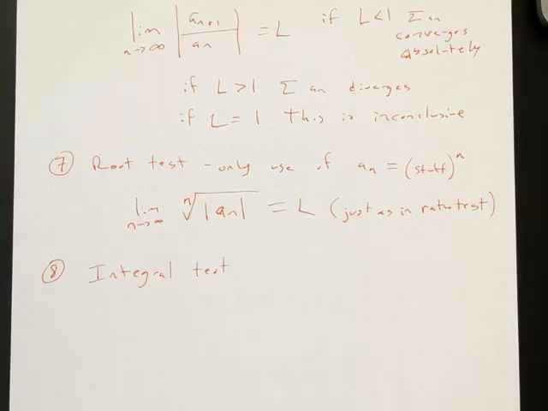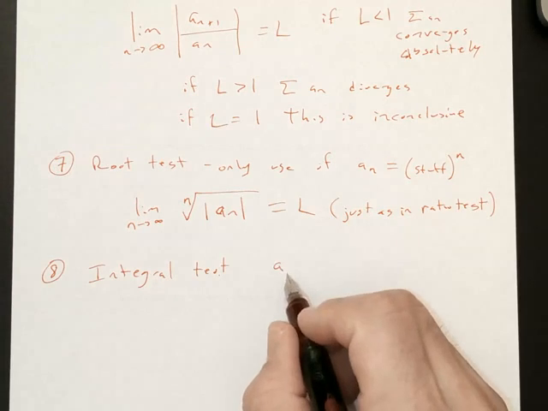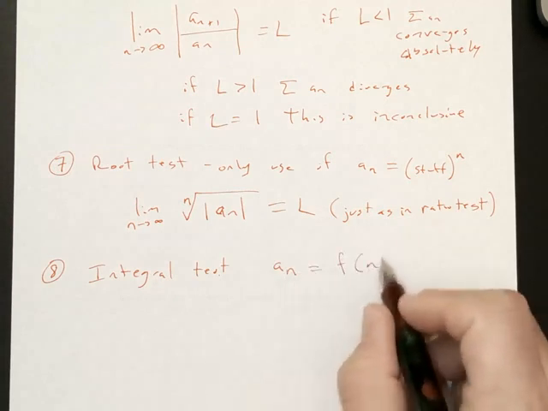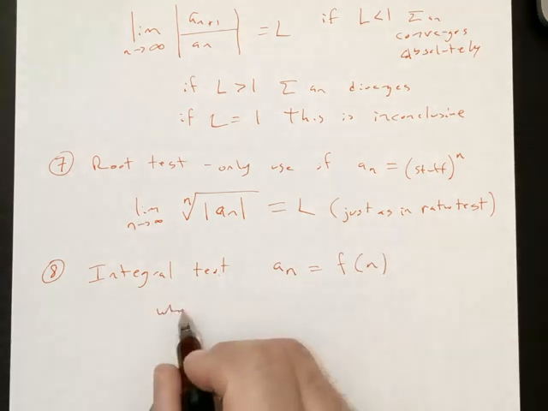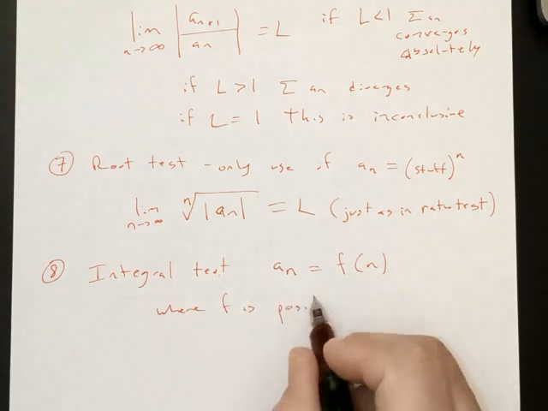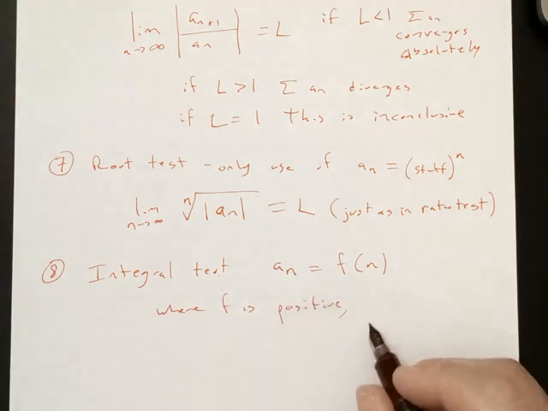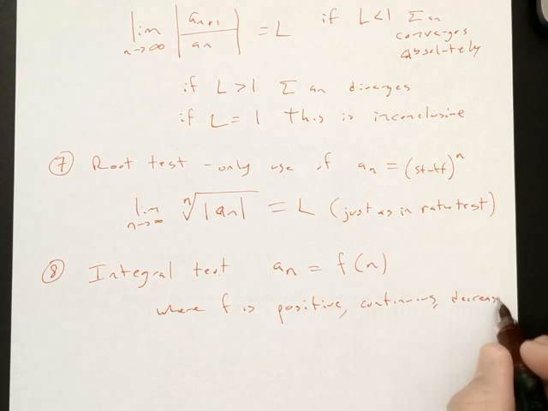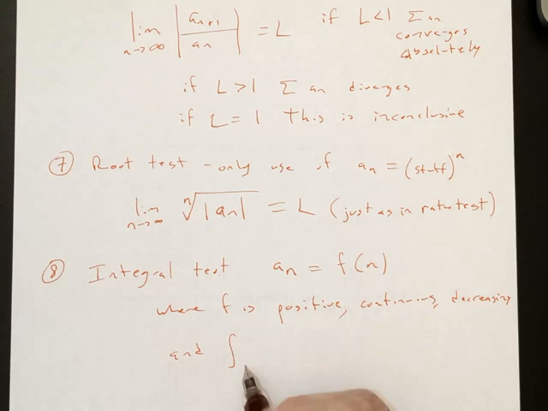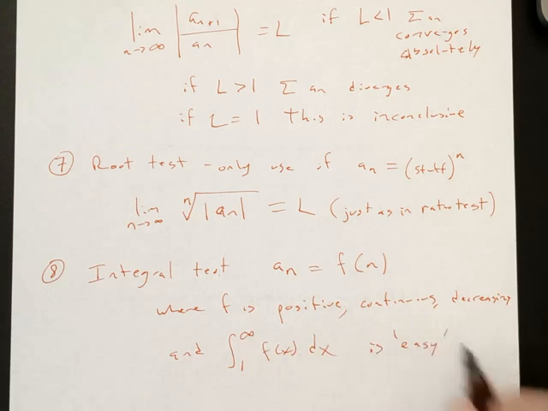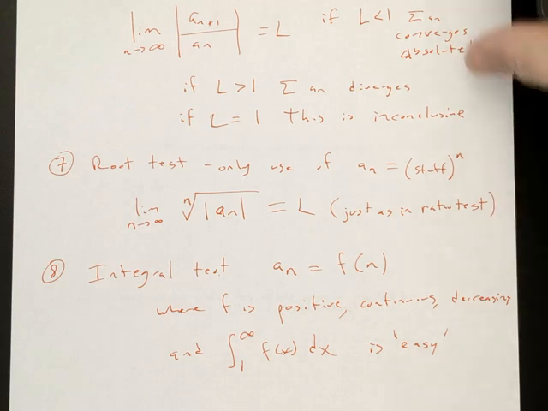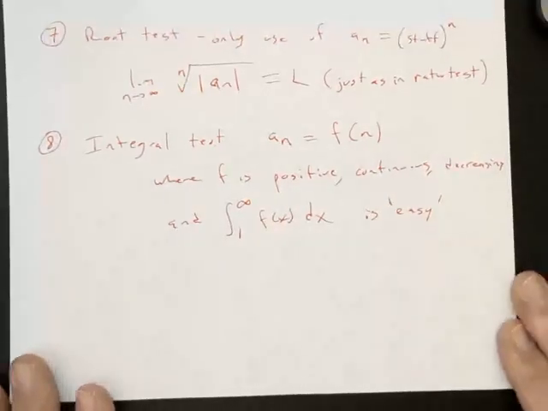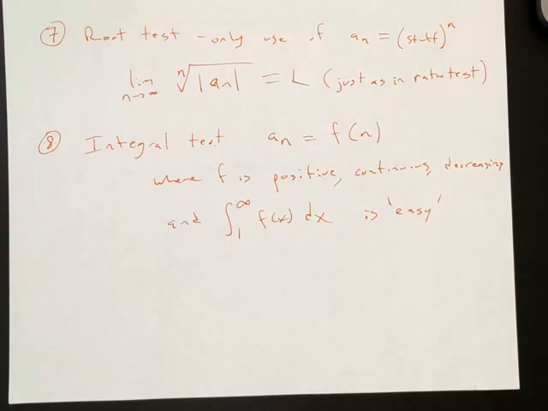The integral test is only going to be helpful if I can write a_n as some function f that is positive, decreasing, and continuous, and the integral from 1 to infinity of f(x) dx is easy to do. If that integral turns out to suck, I don't want to do the integral test. But doing that integral may actually give me the correct result.